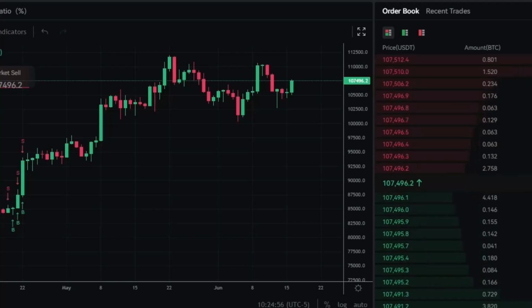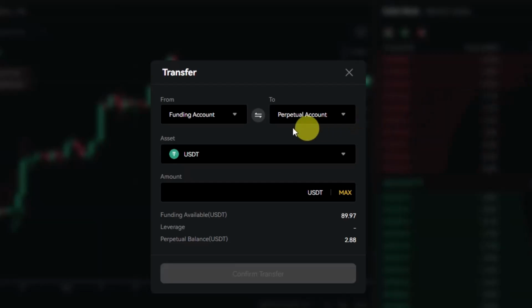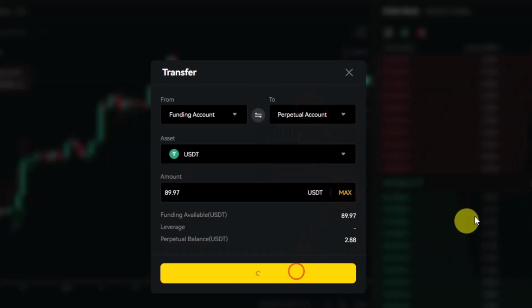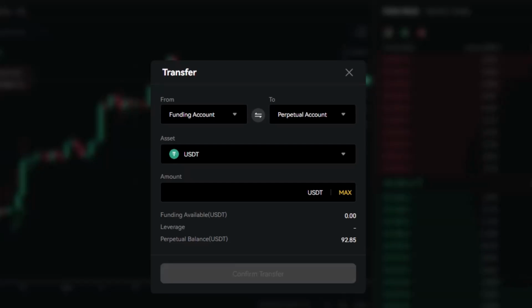The reason why there's a funding account and perpetual account is so that you can move money back and forth so that they're not exposed to risk. Because it's cross, it'll actually use up your whole wallet, or everything in your perpetual account, to keep that position open if you're in a negative. Okay, so let's go ahead and transfer that over. I have $89 in my funding account, so let's put that into my perpetual and max it out, and then I'll confirm that transfer.